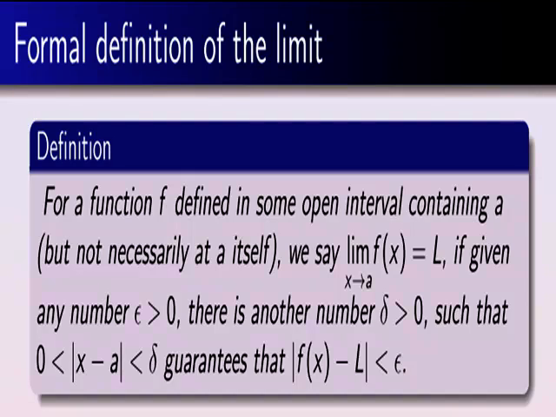How are we going to show that? Given any number epsilon greater than 0, there is another number delta greater than 0 such that if the distance between a and x on the x-axis is less than delta, that guarantees that the corresponding value of your function at this x is going to be within a distance from L on the y-axis less than epsilon.